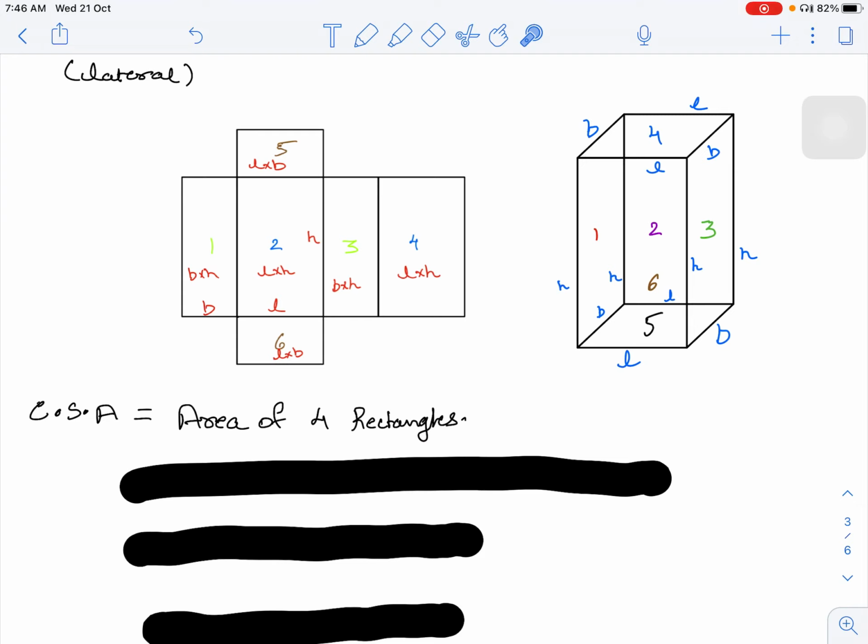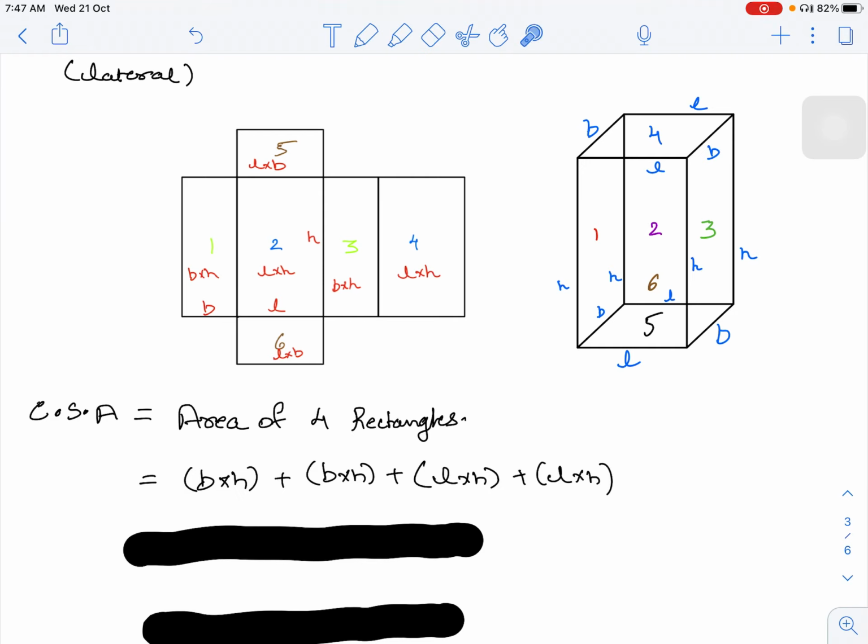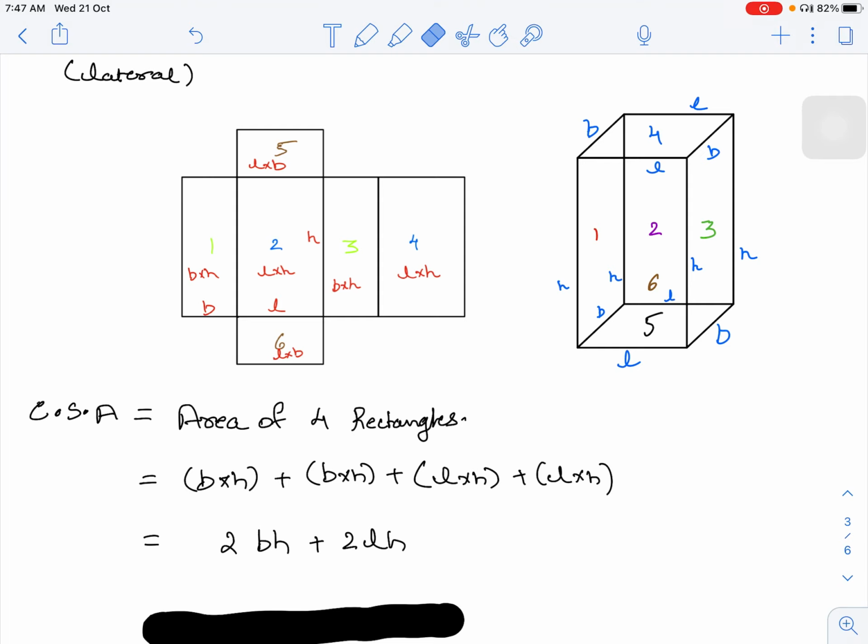Now what is the area of the first rectangle? Let us see it one by one. Area of four rectangles means breadth into height, length into height, and so on. We will add these four areas. I have written here length into height, breadth into height, and breadth into height. Now it can be seen that breadth into height occurs 2 times, so we can write it as 2bh.